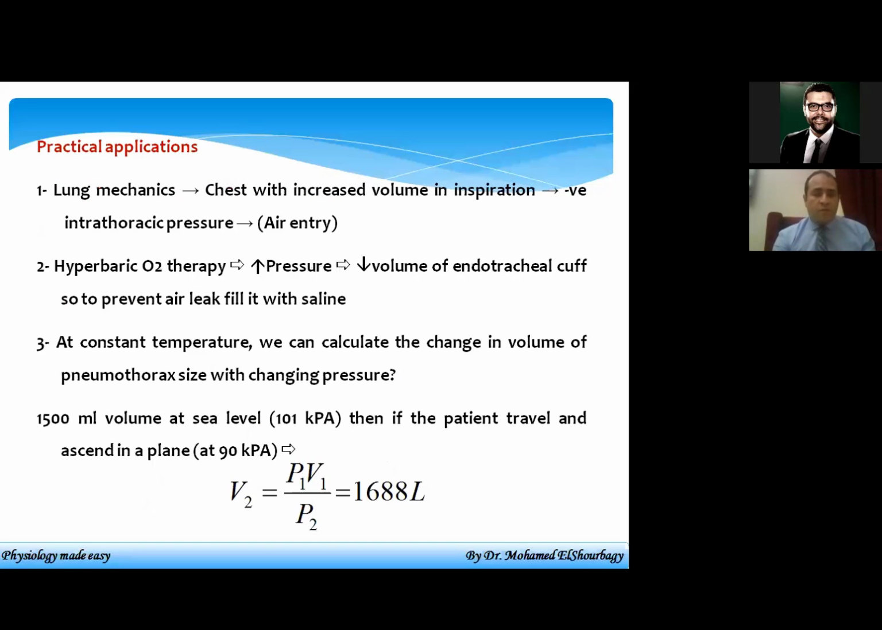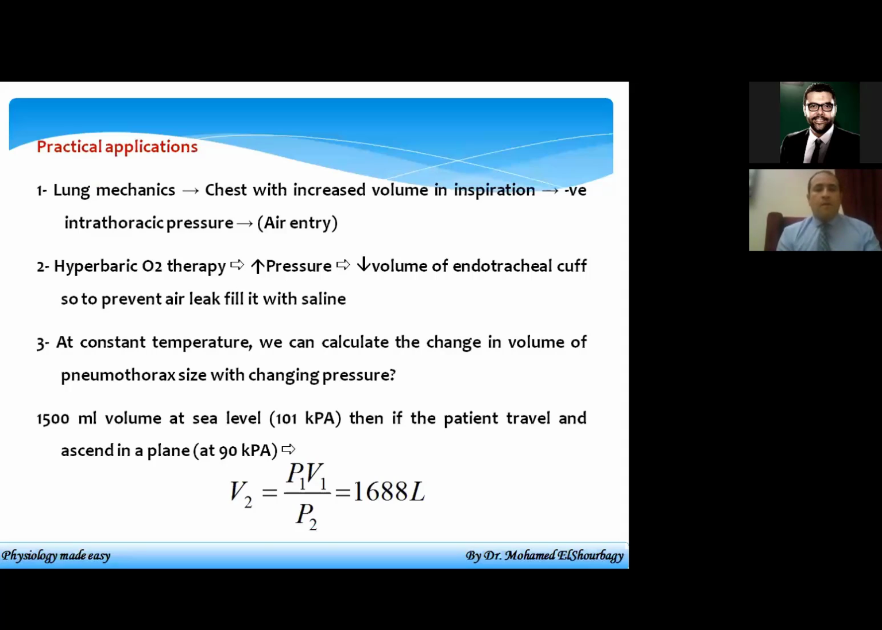There are about 4 practical applications of Boyle's law. The most important is the fourth one. Let's move to lung mechanics. Chest expansion with increased volume during respiration will make negative intrathoracic pressure, allowing air entry. Then hyperbaric oxygen therapy will increase pressure, which will decrease the volume of the endotracheal cuff and so make an air leak. To prevent an air leak, we must fill it with saline.